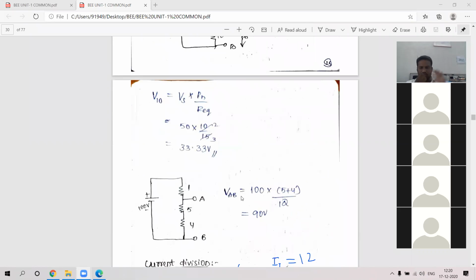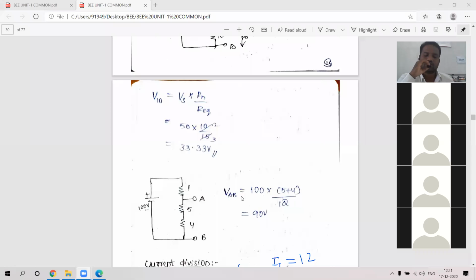Find the voltage across A and B in the following circuit. Tell me the answer. 100 volts is given, and 1, 5, 4 are connected in series. Now I am taking two resistors into consideration, that is 5 and 4. So I want the total voltage drop between 5 and 4. You just apply the formula, and you are going to get 90 volts. That is, VAB is equal to the total voltage into the particular resistors.